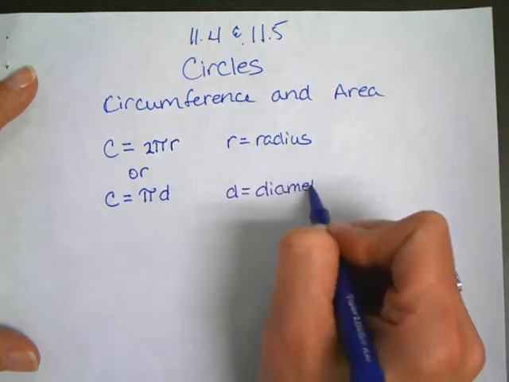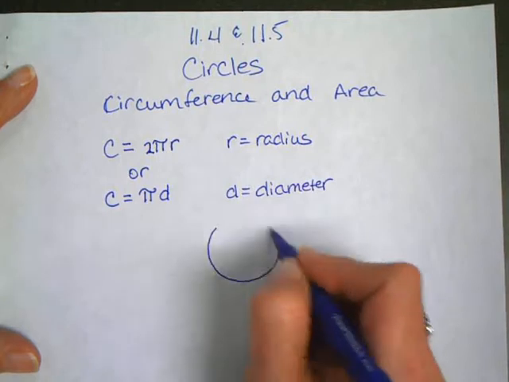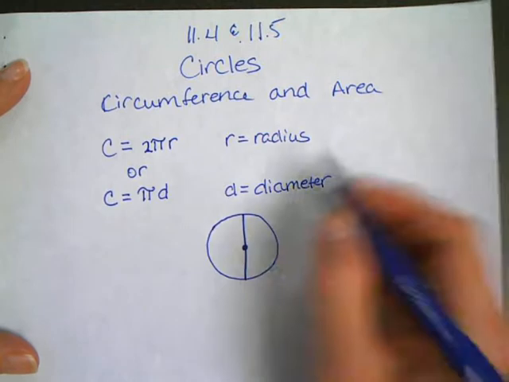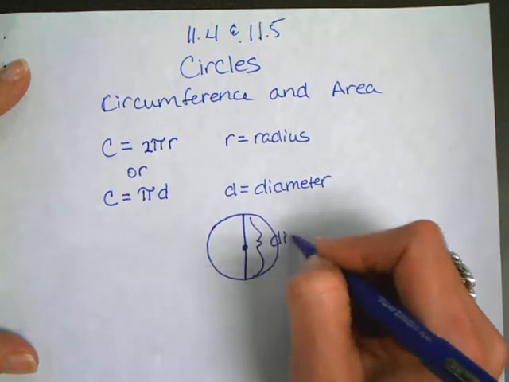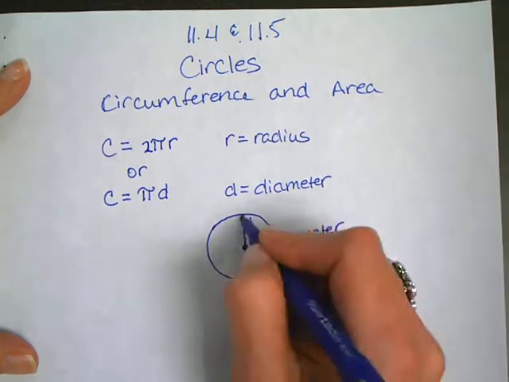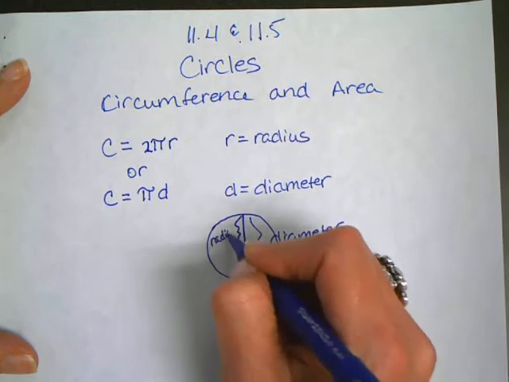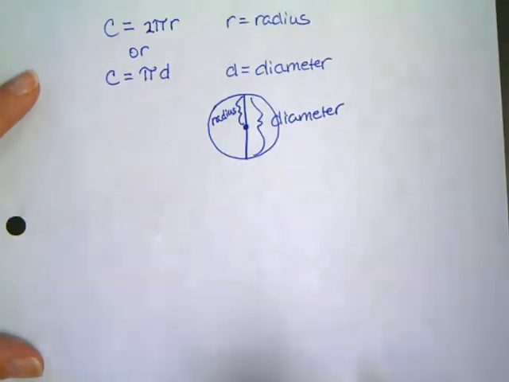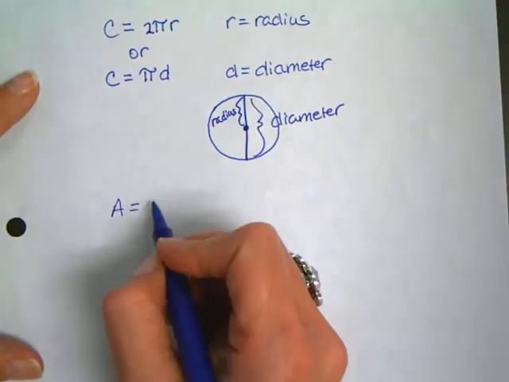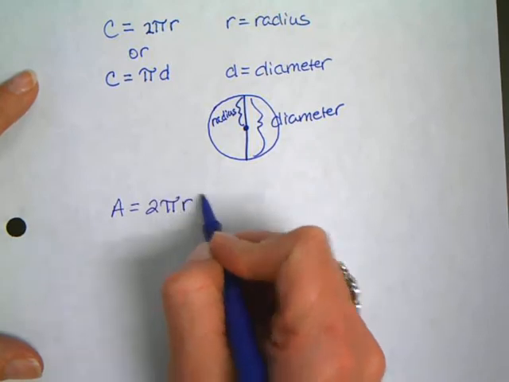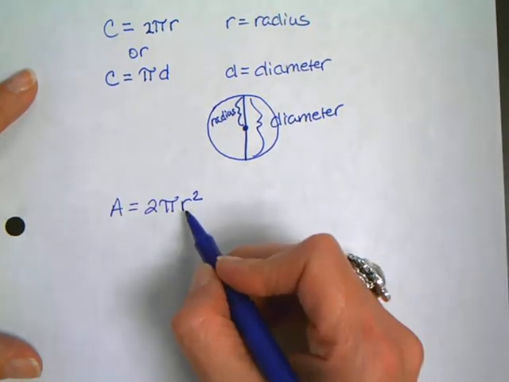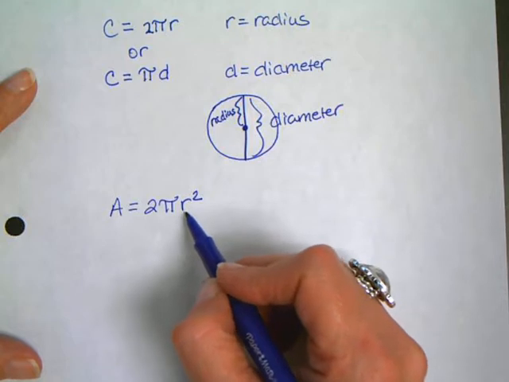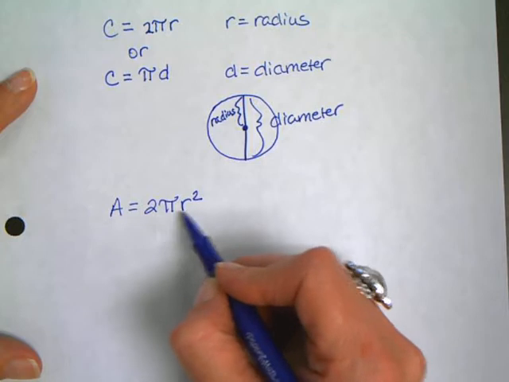If you remember these terms on circles, your diameter is the complete distance across the circle going through the center. So the whole thing is your diameter. Half of it is your radius. Either one of these works just fine. And then for area, there's only one formula. Area equals pi r squared. Do not use diameter in here. It has to be the radius only. And you're only squaring the radius, not this whole thing.